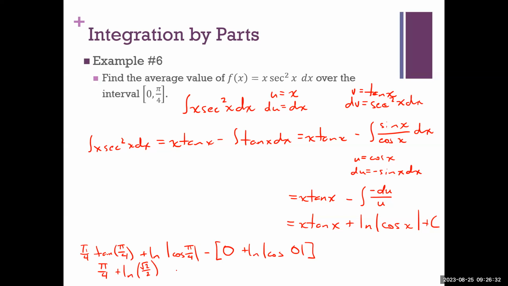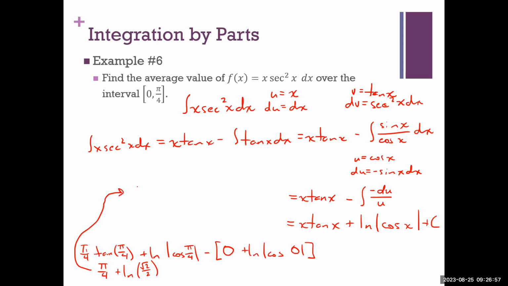Is that it? Yeah, everything else goes to 0, right? What's the cosine of 0? 1, and natural log of 1 is 0. So that is the value of that definite integral. Are we done? No. What has to happen then? The average divided. Right, so we have to divide that by the length of the interval.